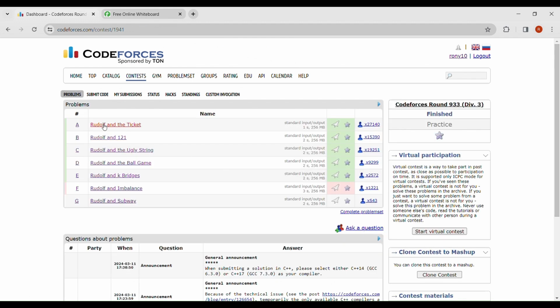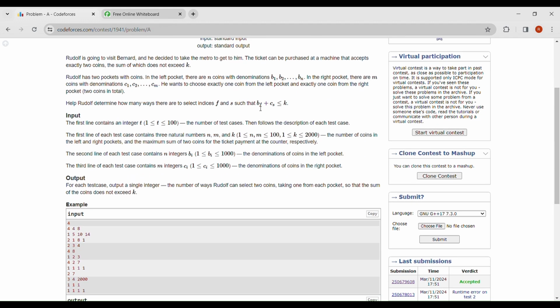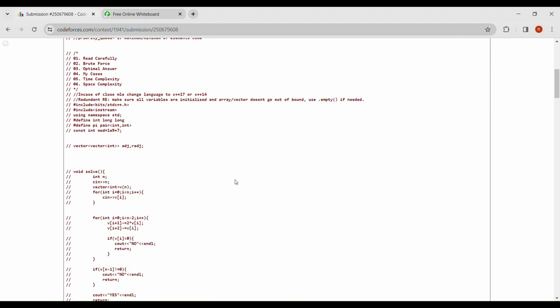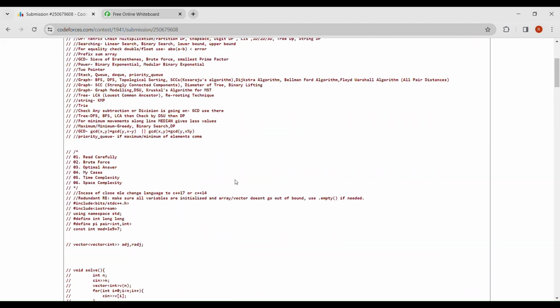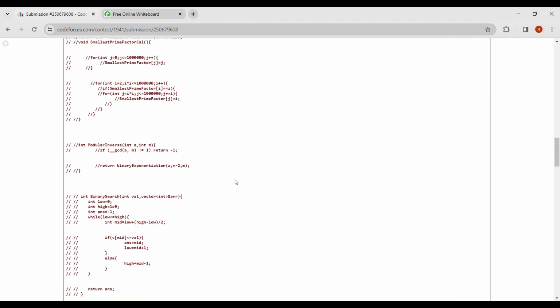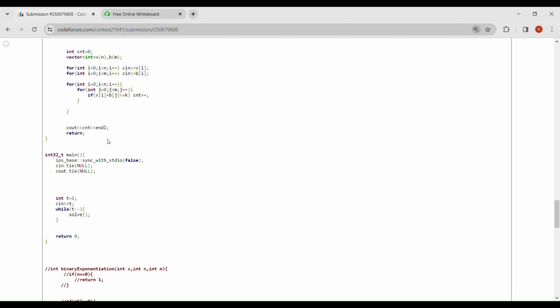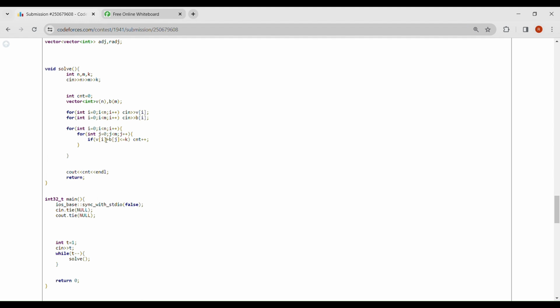First, it's asking you to count how many pairs are like this. So in my solution, where is my solution? Yeah, so in my solution I'm just taking the input, and I will increase the size. I'm just using two for loops, counting, and returning the answer. That's the answer for this question.